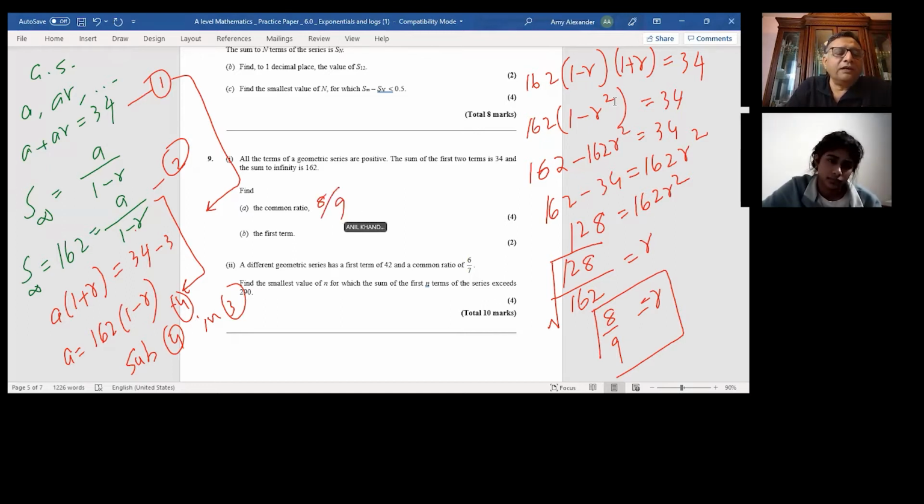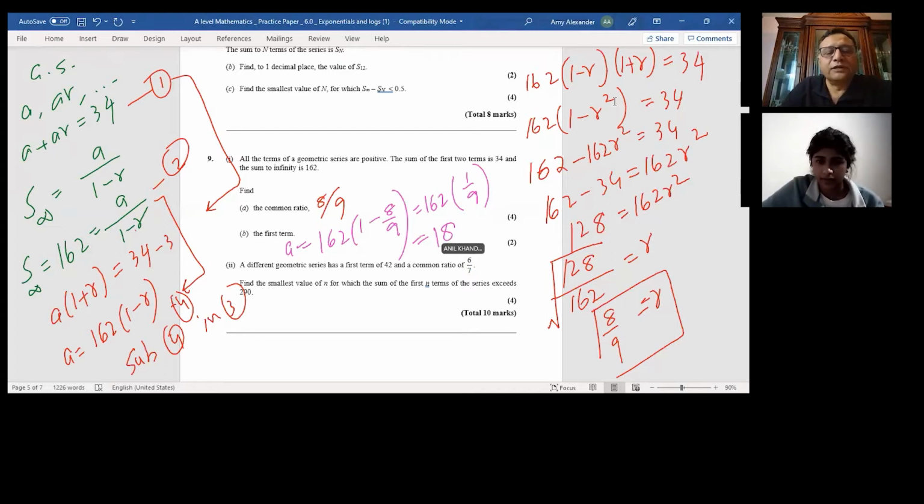We can now find the value of A. A is equal to 162 times 1 minus 8/9. Calculate this. 1/9, 18. Divide by 9, 18. Yeah, 18. So A is 18. So that is how you get the answer for part A. Is that clear to you?